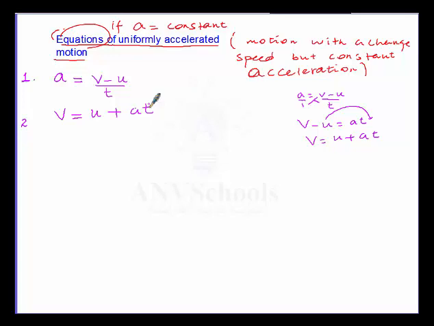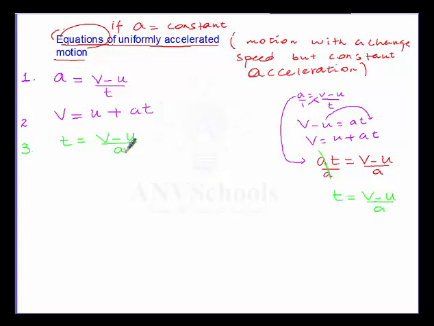The other equation: take this one as it is. Cross multiplying, a multiplied by t is equal to v minus u. I want to make t the subject of the formula, so I divide both sides by a, so that a cancels by a. Finally I have t equal to final velocity minus initial velocity divided by a. This is our third equation: time is given by final velocity minus initial velocity divided by a. That's t.